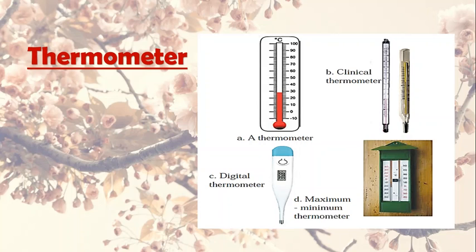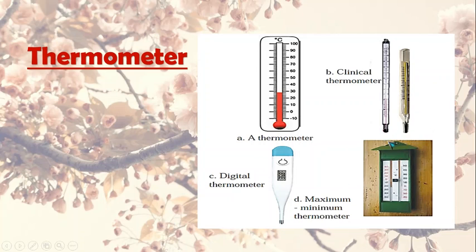These days, instead of the above type, digital thermometers are used for clinical purposes. Figure C represents a digital thermometer. This does not use the expansion of liquid due to heat. Instead, it has a sensor which can measure the heat coming out from the body directly, and that can measure the temperature of the body.